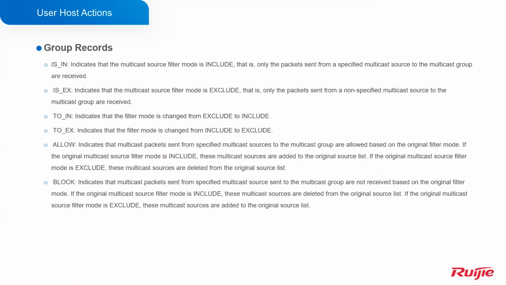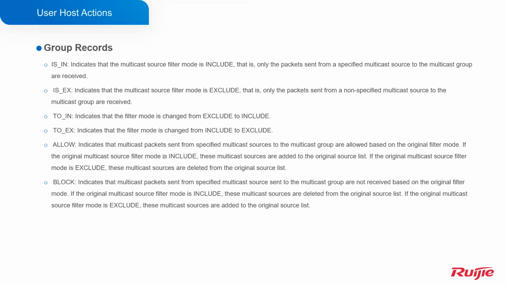And for the group records, there could be some possible scenarios. For example, IS_IN indicates that the multicast source filter mode is include, and only the packets sent from a specific multicast source to the multicast group are received. IS_EX means exclude. It's easy to understand. TO_IN or TO_EX means we are switching from exclude to include or from include to exclude. ALLOW indicates that multicast packets sent from the specified multicast source to the multicast group are allowed based on the original filter mode. And the original filter mode would be include or exclude, right? BLOCK indicates that multicast packets sent from the specified multicast sources to the multicast group are not received based on the original filter mode. And as we said, the original filter mode could be include or exclude.